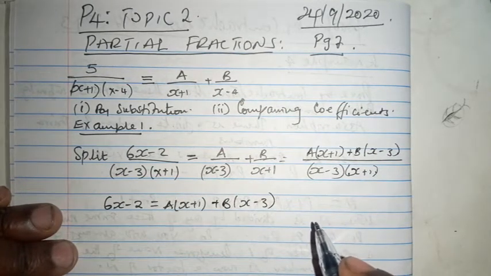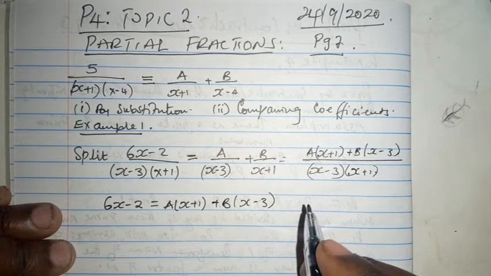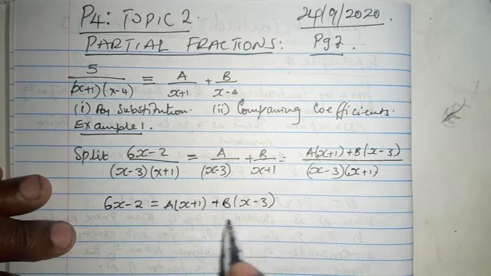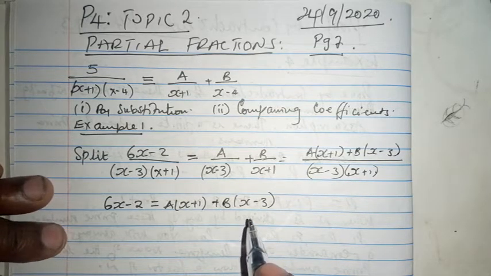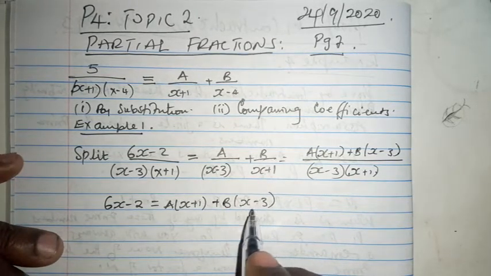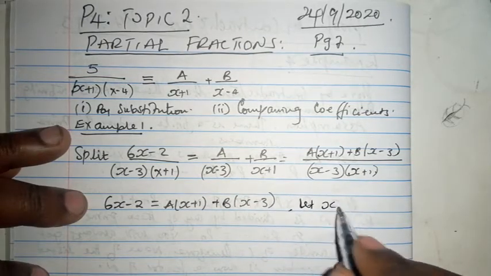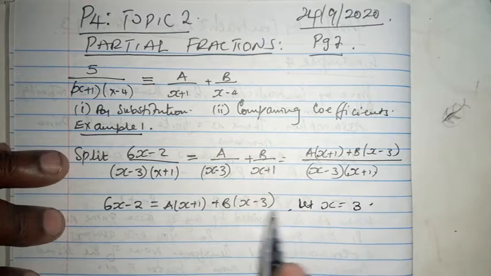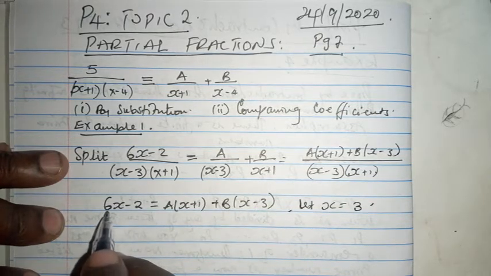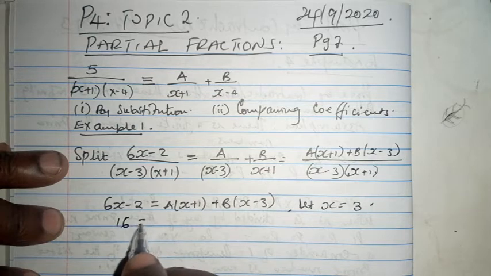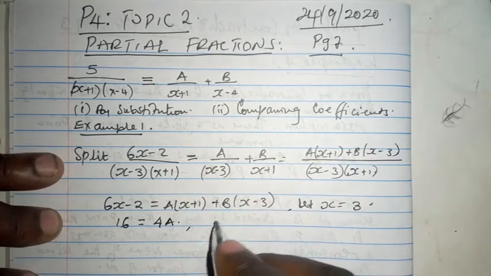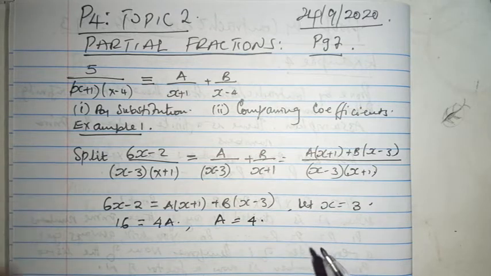This is now the most important part of this example: we need to ensure that one of these brackets is nullified, equal to 0, so that we have fewer unknowns. We can easily make this bracket 0 by letting x equal 3. When x is 3, this will be 3 minus 3, which is 0, nullifying the whole of this term. And 3 times 6 is 18 minus 2, which is 16, equals 3 plus 1, which is 4, so 4A. Without further ado, you will see that A is equal to 4.